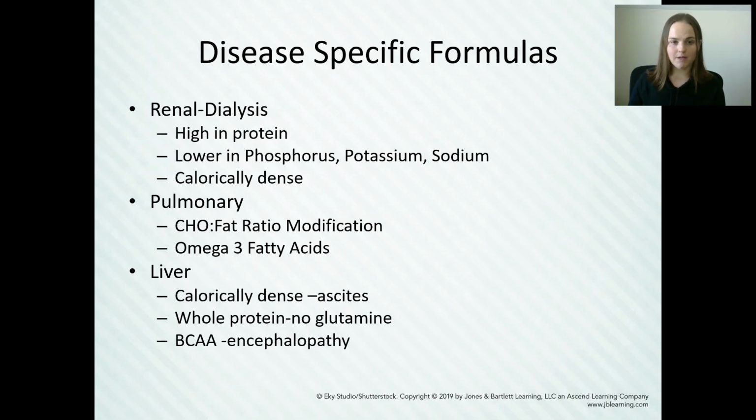There are also specific pulmonary and liver-specific formulas. The research is not necessarily convincing for either of those options. The consensus is that some of these specialty formulas are designed by formula companies just to have another product out there. These products tend to be higher in cost, and the research isn't always there to support these specialty formulas.